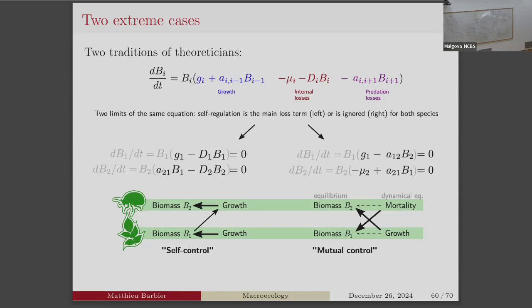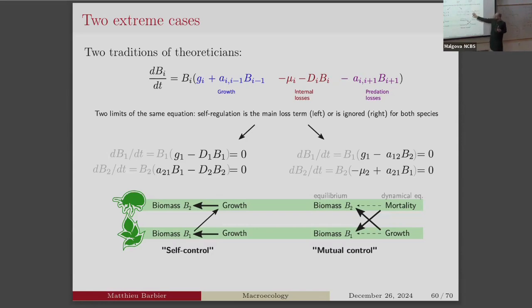But there are two traditions in which theoreticians have been thinking about, let's say, the biomass pyramids or the dynamical responses of those species. One tradition is to say, I completely ignore the self-regulation, right? The A_ii, which here is D. I'm sorry for the notation changes. I've coupled this from various sources.